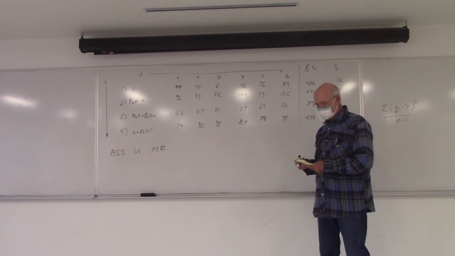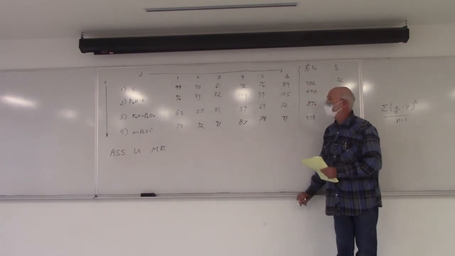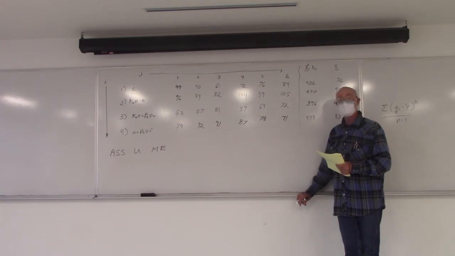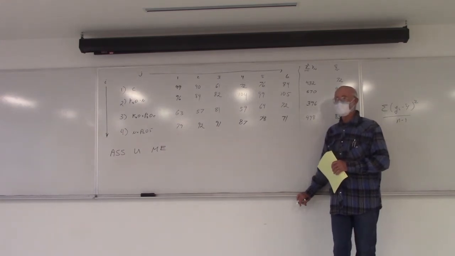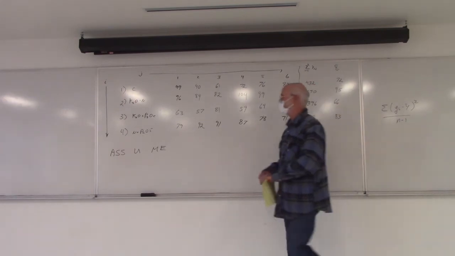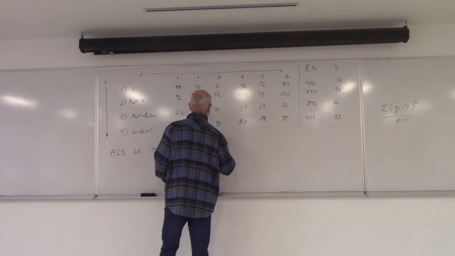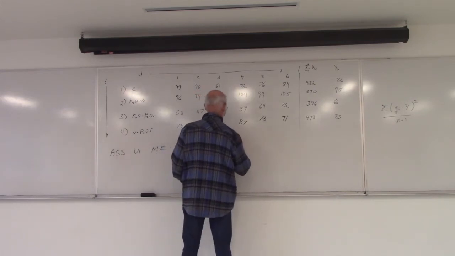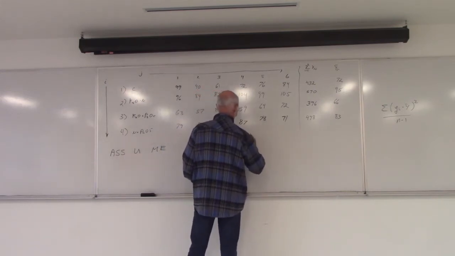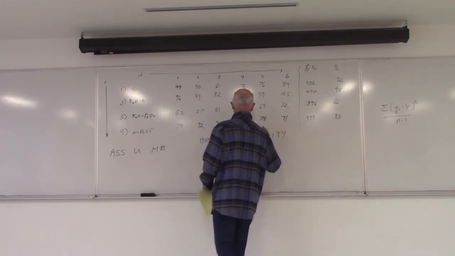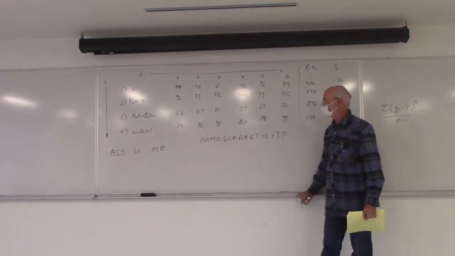All right. The other assumption that we're going to make is that the variances of the four populations are equal. That's referred to as homoskedasticity. Homo, meaning the same. Skedas, S-C-E-D-A-S-T-I-C-I-T-Y. Homoskedasticity.